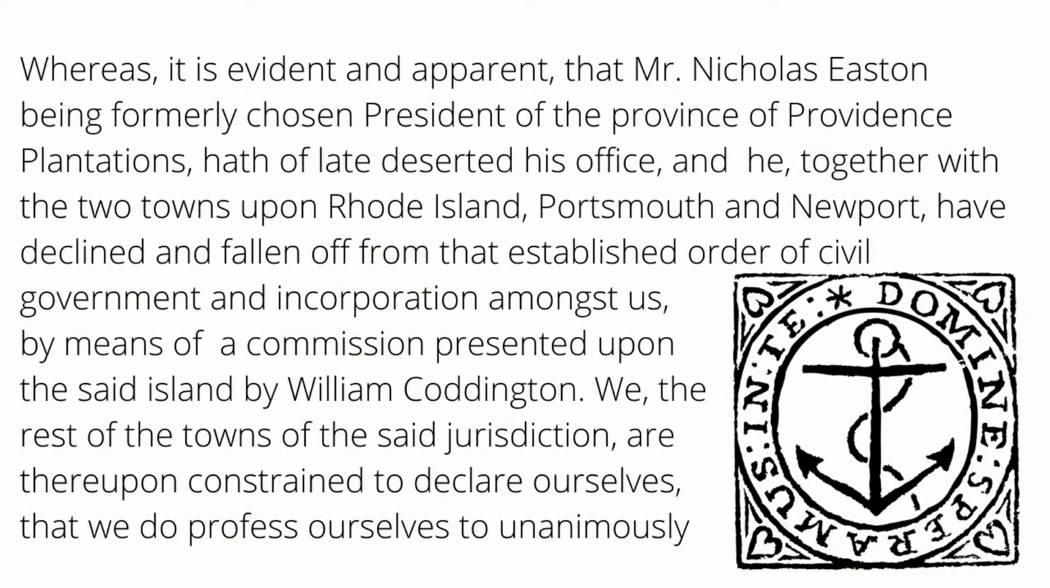The first resolution passed by the Assembly of Providence and Warwick shines some light on what may have happened. Let's have a look. "Whereas it is evident and apparent that Mr. Nicholas Easton, being formally chosen president of the Province of Providence Plantations, hath of late deserted his office, and he, together with the two towns upon Rhode Island, Portsmouth and Newport, have declined and fallen off from that established order of civil government and incorporation among us, by means of a commission presented upon the said island by William Coddington.